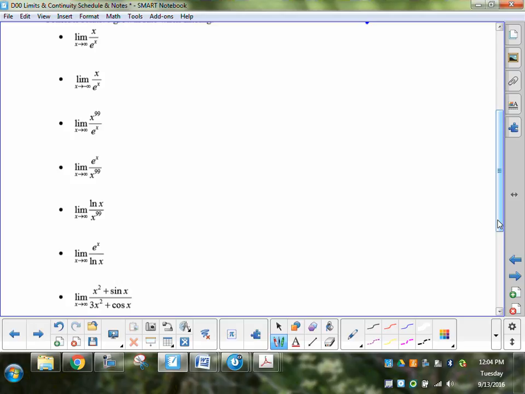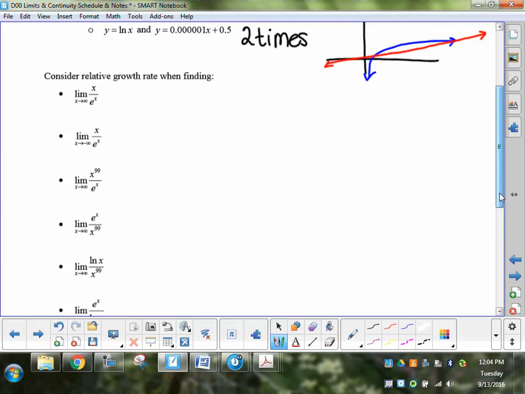So let's look at the behaviors that we're going to get when we do this. Who can tell me what we would get for the first one? Hands up, please, if you can tell me what that limit to infinity is going to be. We've got a linear function over e to the x. 0. Which side's growing faster, numerator or denominator?